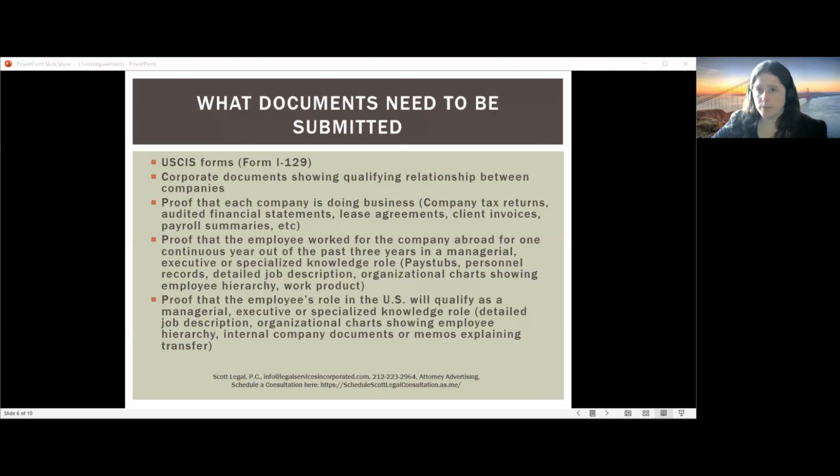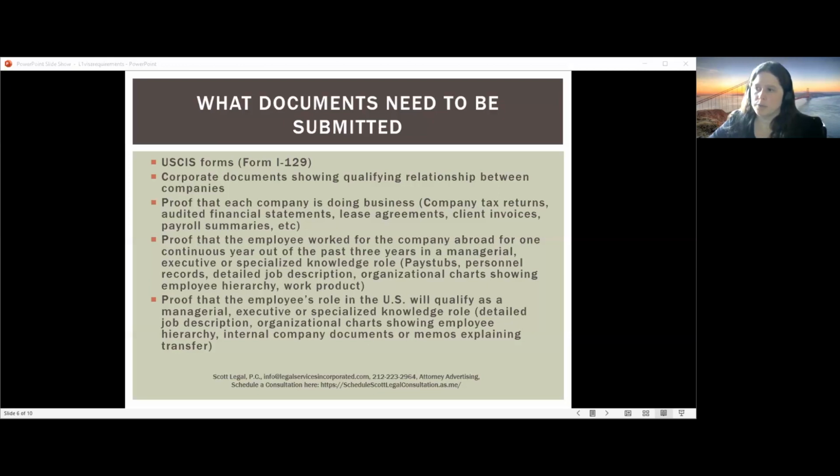This will include corporate documents showing the qualifying relationship. So, let's say you have a company abroad that owns the company in the U.S. 100%. You would include the incorporation document, and then the proof of that 100% ownership. You want to also include proof that each company is doing business. So tax returns, audited financial statements, payroll, any documentation, particularly documentation that's been submitted to governmental authorities, is helpful to show that the company is actively doing business.